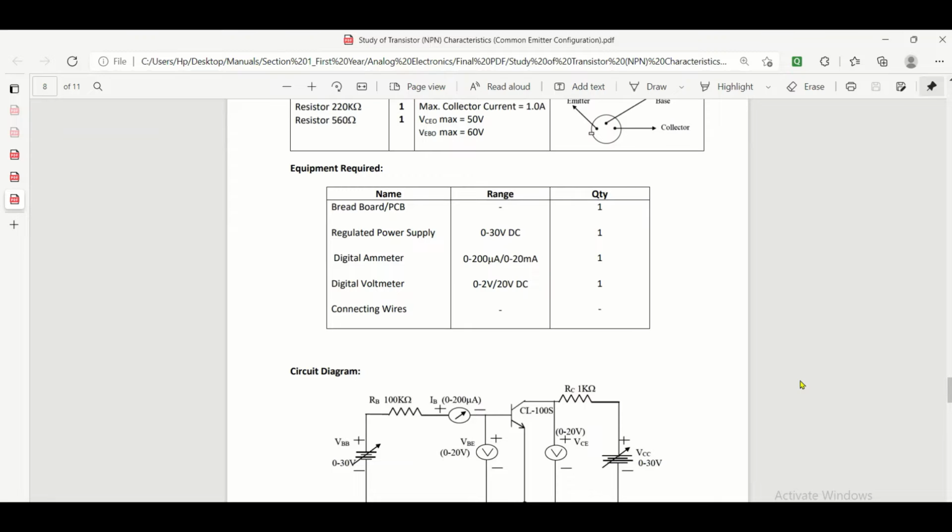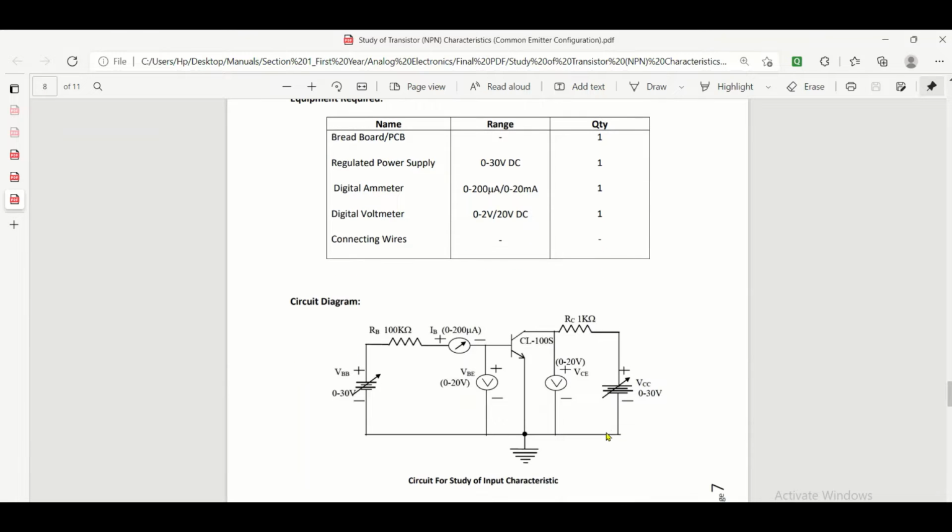The list of equipment is simple. We need a regulated power supply, 0 to 30 volt. Now here, we actually need two regulated power supplies. The quantity has to be changed because we have to concentrate on the collector circuit as well as the base circuit. So we need two power supplies here.